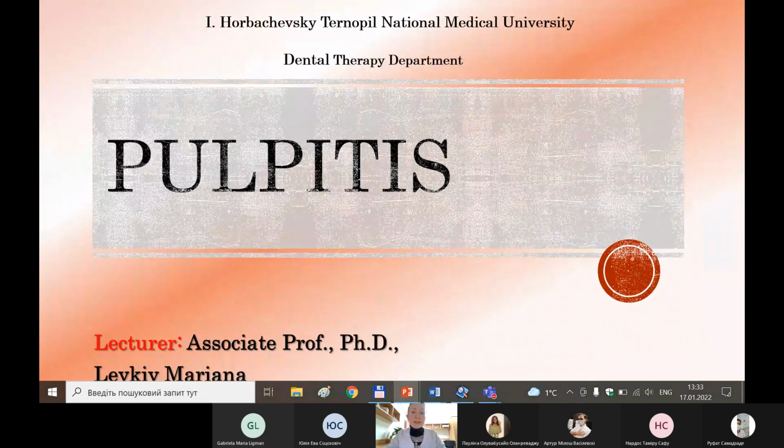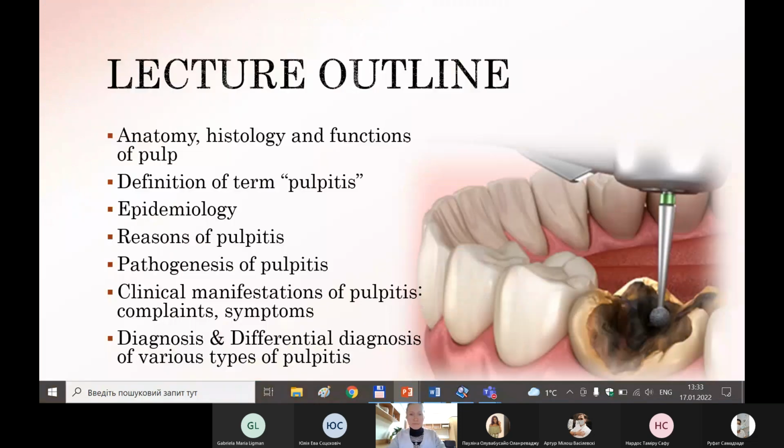So the topic of the lecture is pulpitis, and it outlines such questions. First of all, anatomy, histology, and functions of pulp, definition of the term pulpitis, epidemiology of the disease, reasons of pulpitis, pathogenesis of pulpitis, clinical manifestations of pulpitis, complaints and symptoms, diagnosis and differential diagnosis of various types of pulpitis.